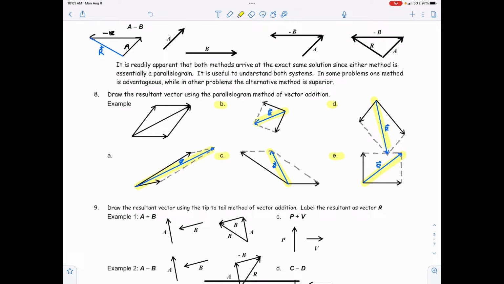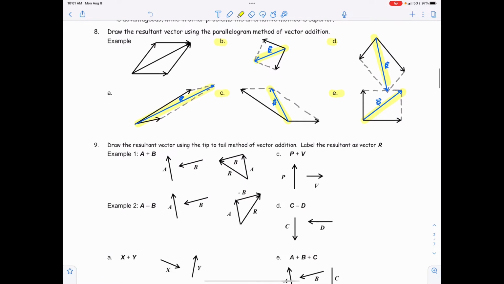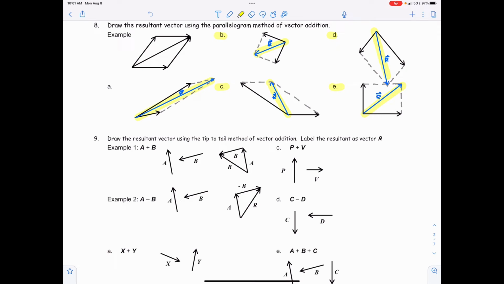Part 9. Draw the resultant vector using tip-to-tail method of vector addition. Label the resultant vector as R. Okay, we can see a couple examples have been done for us already. At the tip of A, we put the tail of B, just like this, and the resultant vector is a straight line from start to finish. And in this example, we put the tail of negative B, so flip that around, we get negative B at the tip of A, and the resultant vector looks like this. Let's take a look at a couple of these.